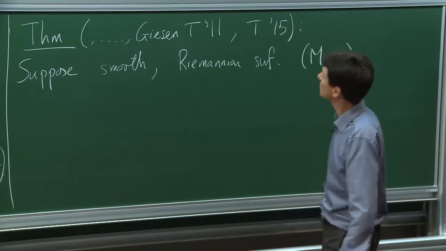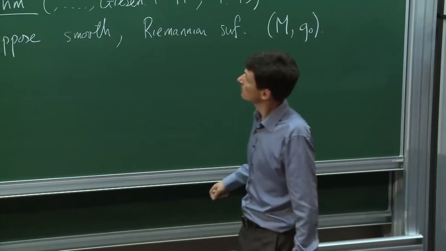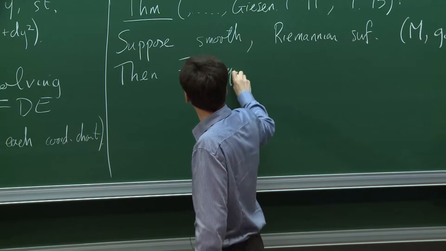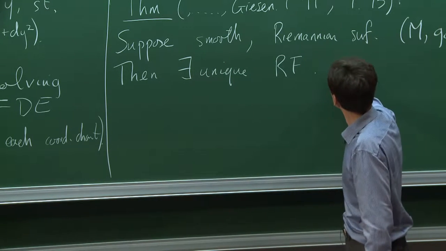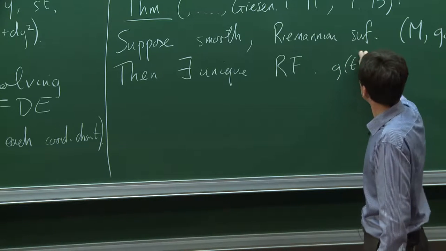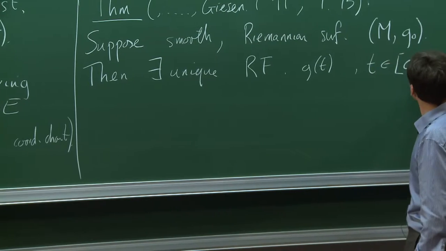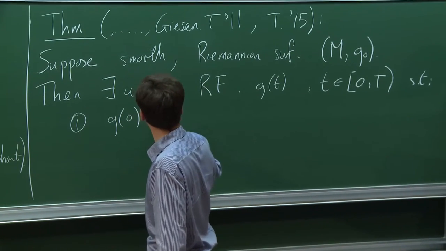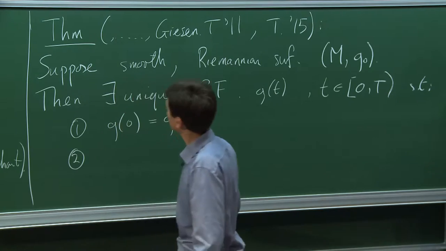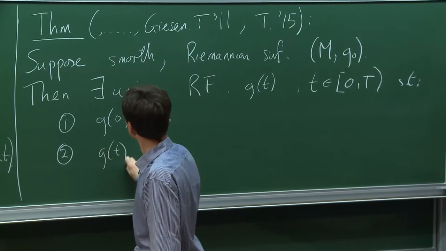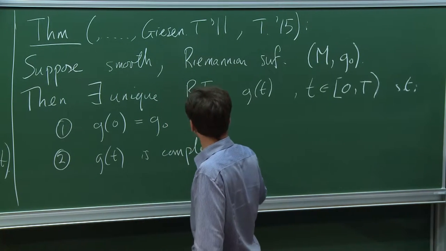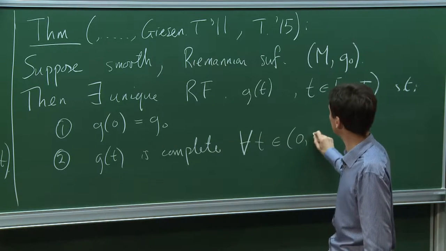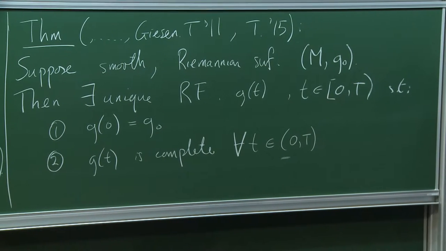So suppose we start off with this Riemannian surface, then there exists a unique Ricci flow. Let's call it g of t for t in some time interval, such that the conditions are, of course, that we satisfy the initial data. And the second condition is that g of t is complete. Obviously not at time zero, because we're not assuming that, but for all t after time zero. So it's kind of important here, I'm not including zero.